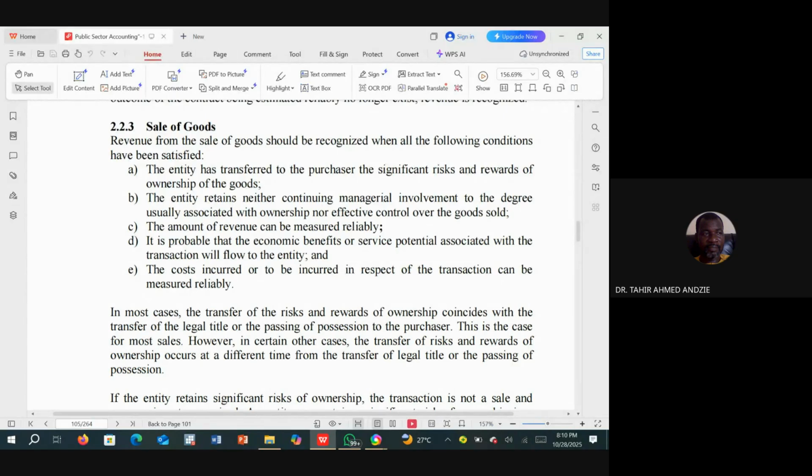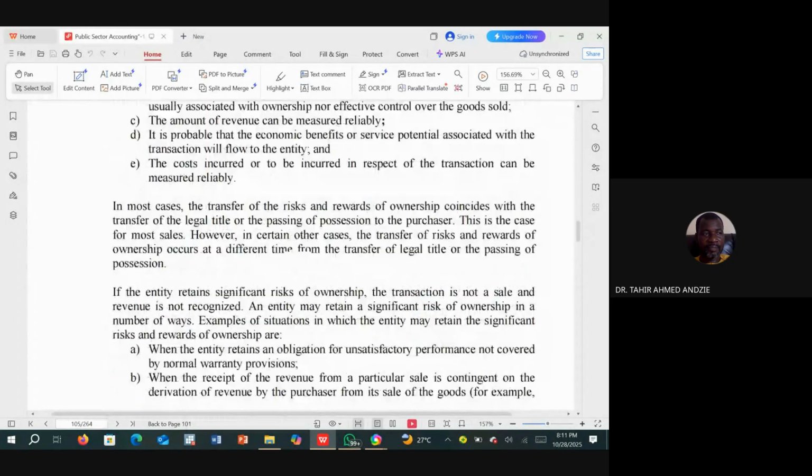If somebody comes to order goods from you and the person makes a deposit, or he just comes to say that I'm buying something, but he deposits his money and has not taken the goods from you, has not taken the risk and reward of the goods from you, you cannot say that because you have received money, revenue has been recognized. So those are the things you have to take note of. Okay, so take note of that.